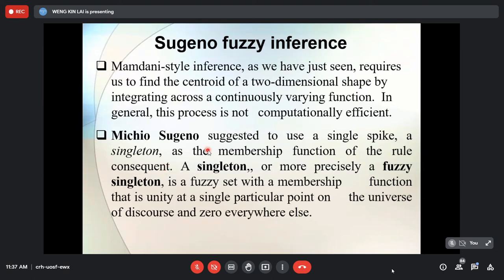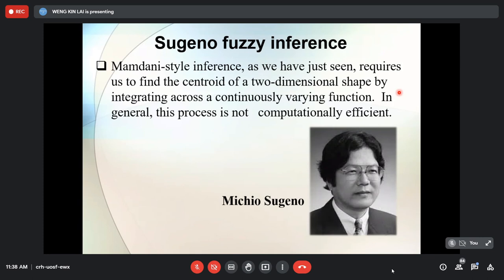So a singleton, or more precisely, a fuzzy singleton, is a fuzzy set with a membership function that is unity at a single particular point on the universe of discourse and zero everywhere else. It's a fuzzy set with a membership function that is one at only one point, and everywhere else it is zero. There's no overlap of this sort. This is Michio Sugeno.